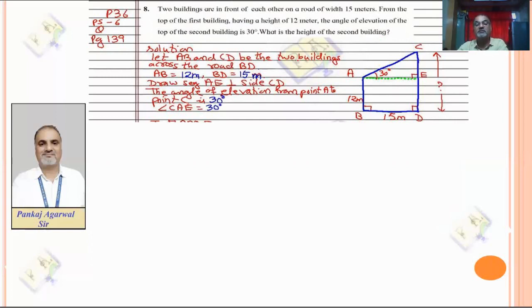Let AB and CD be the two buildings across the road BD. AB is 12 meter, BD is 15 meter. Draw AE perpendicular to side CD. The angle of elevation from point A to point C is 30 degree. Angle CAE is 30 degree.